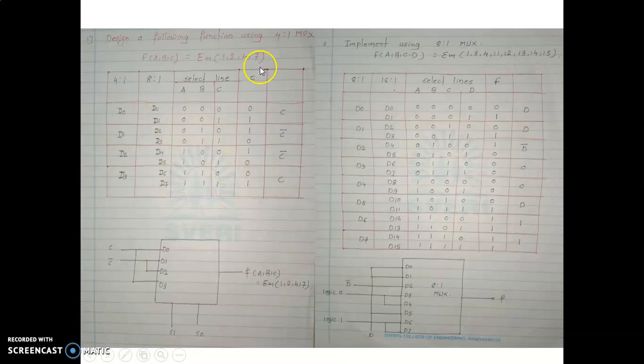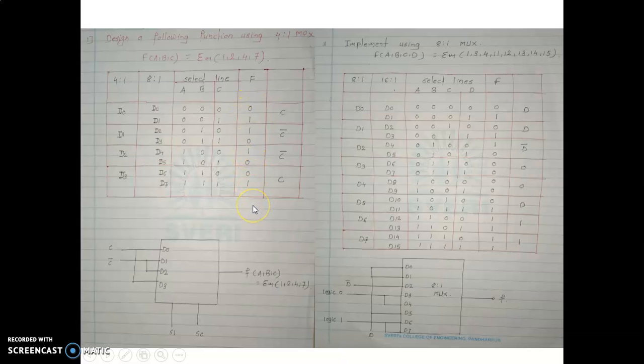After forming the groups we have to write the function. Now how to write the function? In the function the numbers are 1, 2, 4 and 7. It is an 8 to 1 mux, so whichever 8 to 1 mux inputs, that is D1, D2, D4 and D7, at these places we have to put a 1, and for the others we have to put a 0.